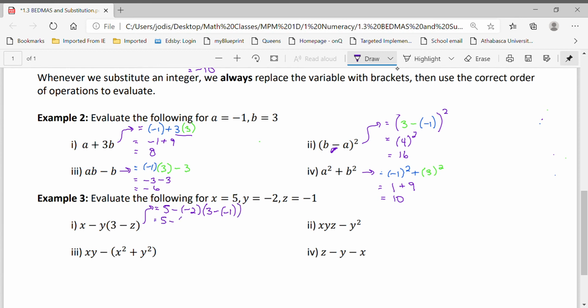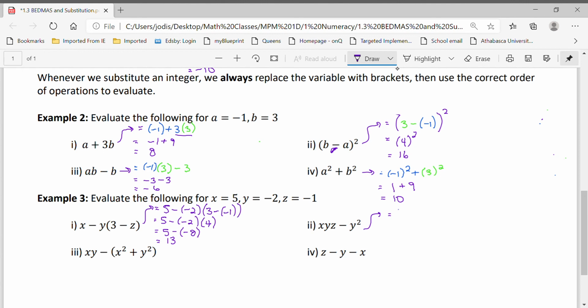Okay, so then do your inside brackets first. So this 3 minus -1, which is the same thing as saying 3 plus 1, and that's 4. Okay, 5 minus, and then we do our multiplication next. So -2 times 4 is -8. And then this last step here, 5 minus -8, same thing as saying 5 plus 8. So 5 plus 8 is 13.